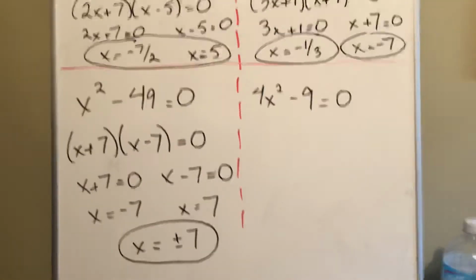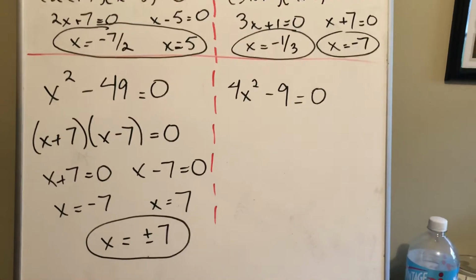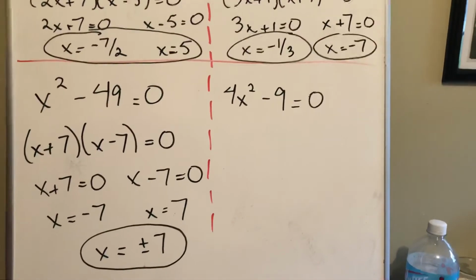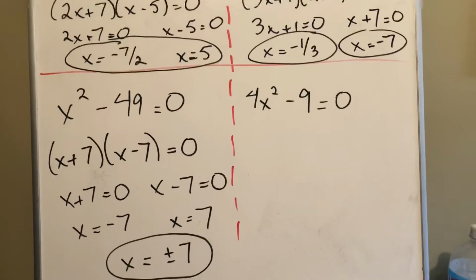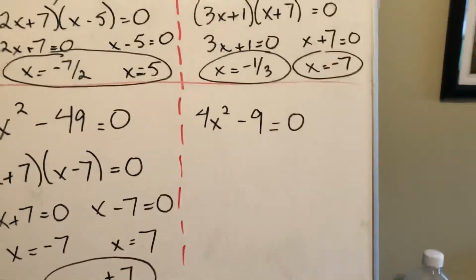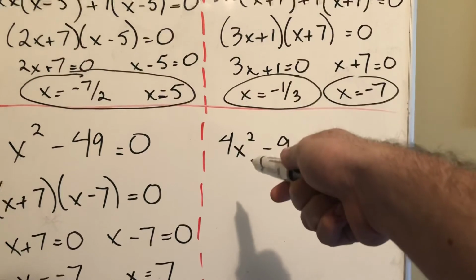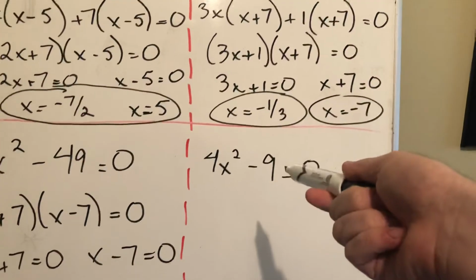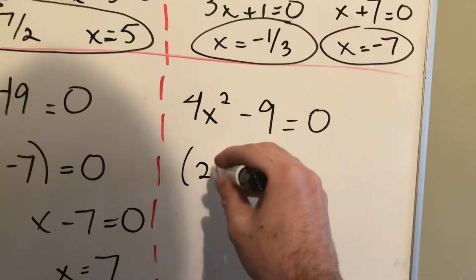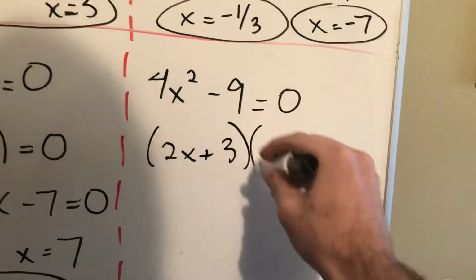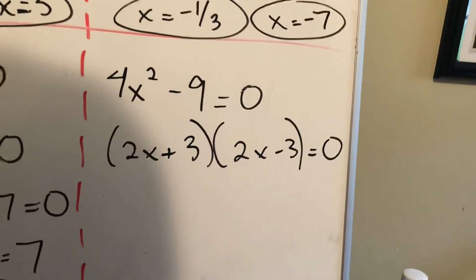Okay, hit pause. Try this one on the right if you want. Now hit play. Can I take a GCF out of 4 and negative 9? Again, no. We do want to consider and check if we can though. 4x squared and negative 9 are perfect squares. If I took the square root of 4x squared, that would leave me with 2x. That would be my A term here. Taking the square root of 9 leaves me with 3. This factors as 2x plus 3 times 2x minus 3 equals 0.